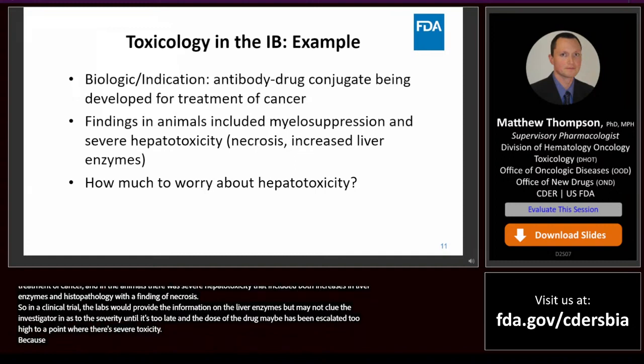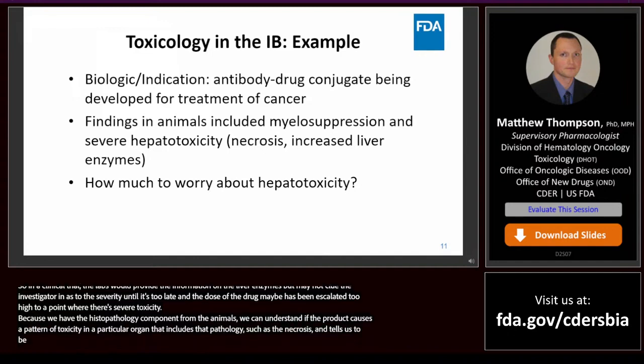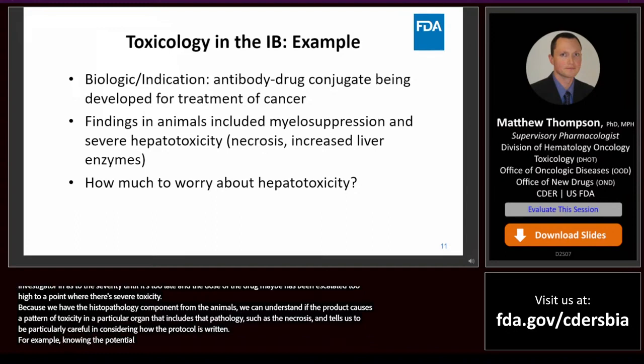Because we have the histopathology component from the animals, we can understand if the product causes a pattern of toxicity in a particular organ that includes that pathology, such as the necrosis, and tells us to be particularly careful in considering how the protocol is written. For example, knowing the potential for severe hepatotoxicity may affect the inclusion and or exclusion criteria for the patient population in the trial.